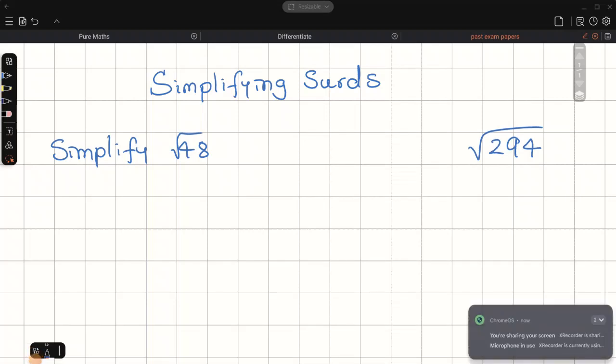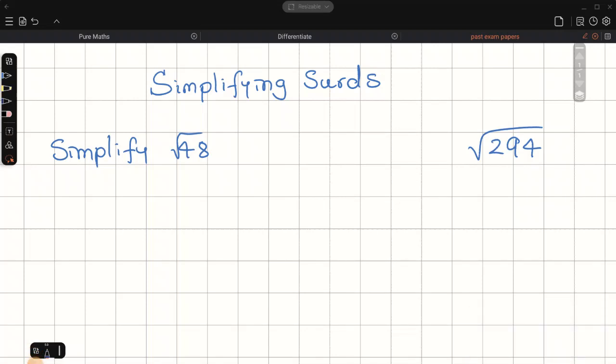In this video, we're going to look at how to simplify surds. Let's start with question 1. We need to simplify root 48. To do that, we need to identify the largest square number that is a factor of 48. We know that that is 16.